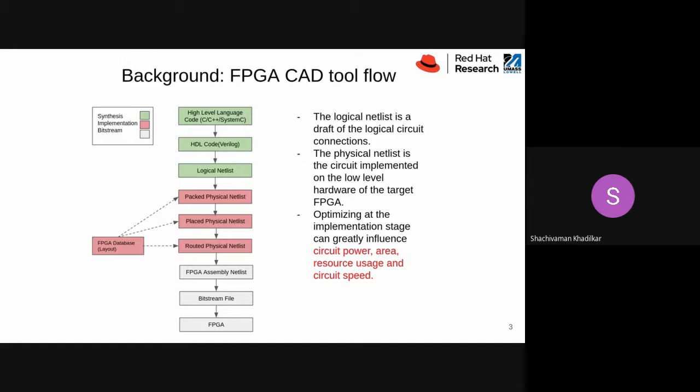The synthesized netlist is in the logical space, whereas the physical netlist represents the actual FPGA hardware. So even if the prior stages are optimized, the quality of implementation can greatly influence area, resource utilization, circuit frequency, and power. So this stage is critical.